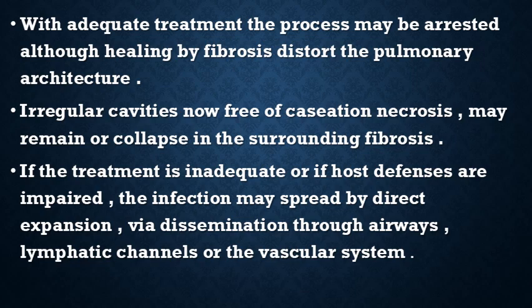Now we have irregular cavities, free of caseating necrosis, that may remain as cavities or may collapse in the surrounding fibrosis. Sometimes the anti-tuberculous treatment is inadequate, or the host defense mechanism, the immunity of the patient, is low or impaired. The infection might then spread via dissemination through the airways, through the vascular system, or through lymphatic channels.